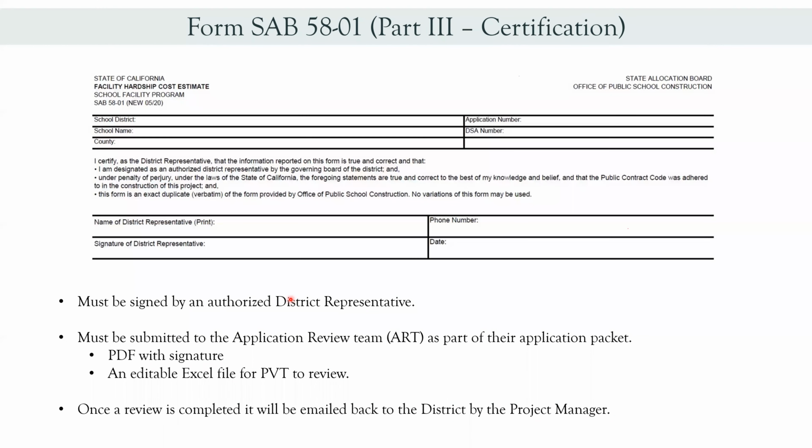Okay. And the last part of this form is just the certification section. This section must be signed by an authorized district representative, and then it must be submitted to the application review team as part of the application packet. The PDF must have a signature, and please also submit an editable Excel file for PBT to review. Once the review is completed, it will be emailed back to the district by the project manager.